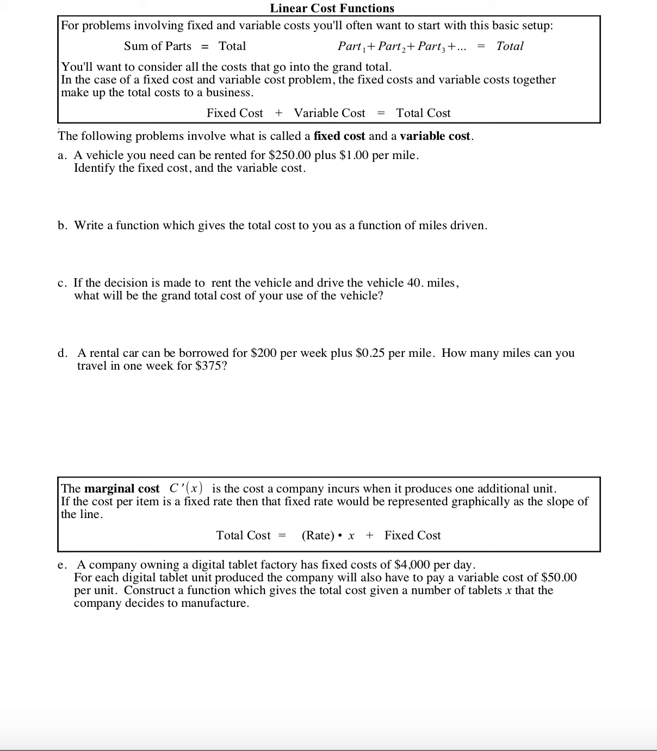Say a vehicle you need is rented for $250 plus $1 per mile driven. What is the fixed cost and what is the variable cost? So that base amount that you have to pay in order to borrow the vehicle, the $250, that's the fixed cost. You have to pay that no matter what, and it's a one-time fee. The variable cost, on the other hand, is $1 per mile.